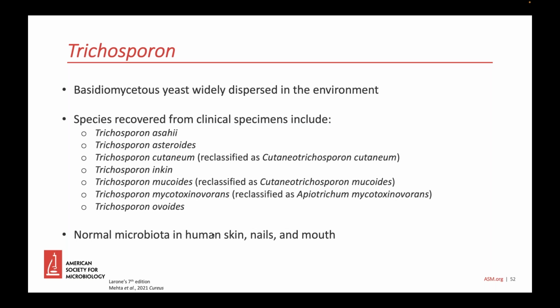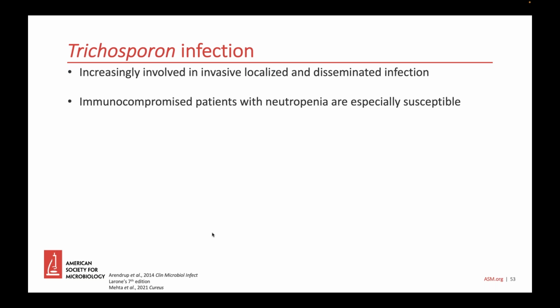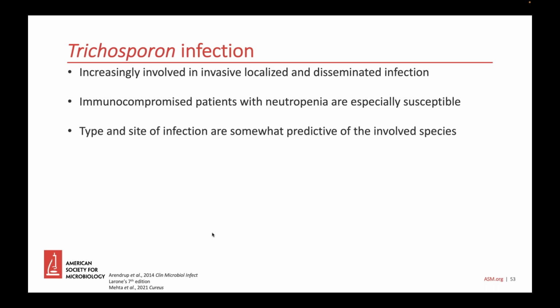So what's Trichosporon, or as I like to affectionately call them, Trichomoron? These are Basidiomycete yeasts widely dispersed in the environment. There are a number of species that can be recovered from clinical specimens. It's also important to note that they're normal microbiota in human skin, nails, and mouth. They're increasingly involved in invasive, localized, and disseminated infection. Immunocompromised patients with neutropenia are especially susceptible. I mean, the best treatment for a fungal infection is the humble neutrophil, right?